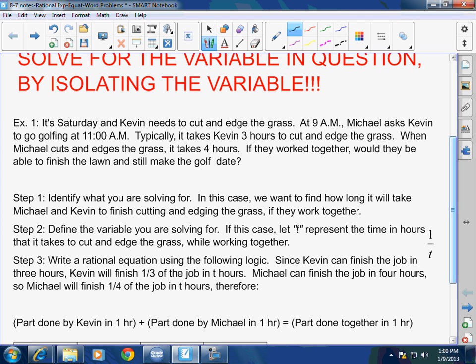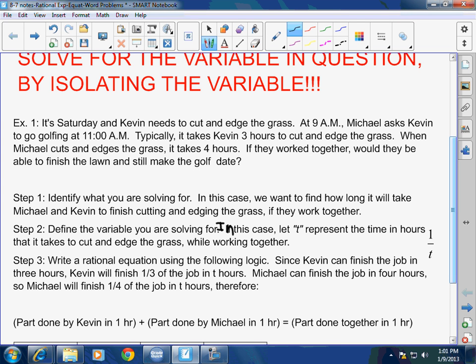Step 2, define the variable you're going to solve for. Aren't we looking for the time that it takes for them to cut it together? So time is the variable here. In this case, let T represent the time in hours that it takes to cut and edge the grass while working together.